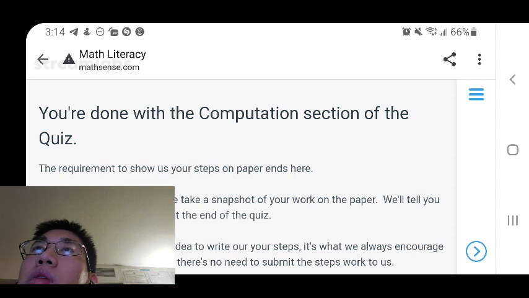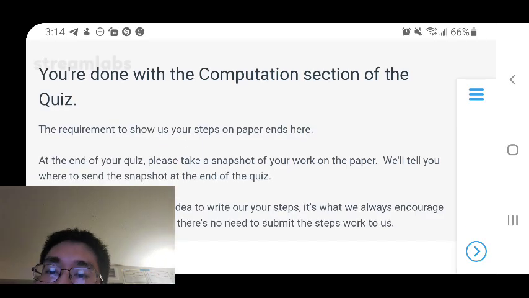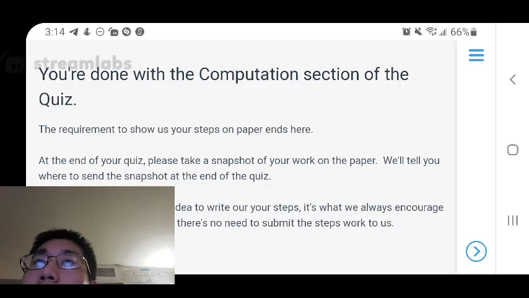You're done with the computation section of the quiz. The requirement to show us your steps on paper ends here. Okay. At the end of your quiz, please take a snapshot of your work on the paper. Of course, it's always a good idea to write your steps. It's what we always encourage our students to do. It's fine.